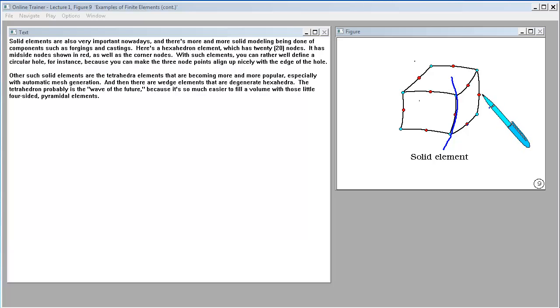Other such solid elements are the tetrahedra elements that are becoming more and more popular, especially with automatic mesh generation. And then there are wedge elements that are degenerate hexahedra. The tetrahedra probably is the wave of the future because it's so much easier to fill a volume with those little four-sided pyramidal elements.